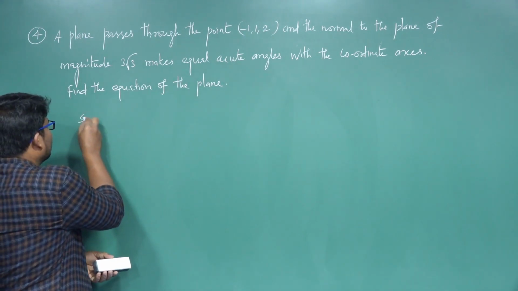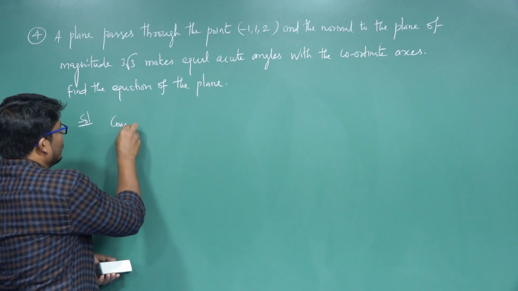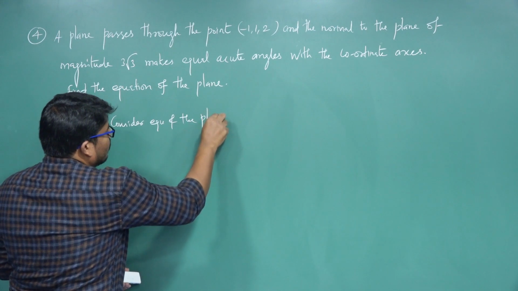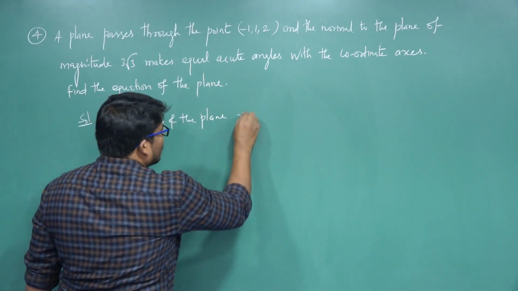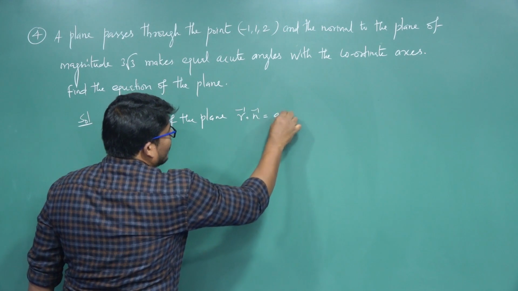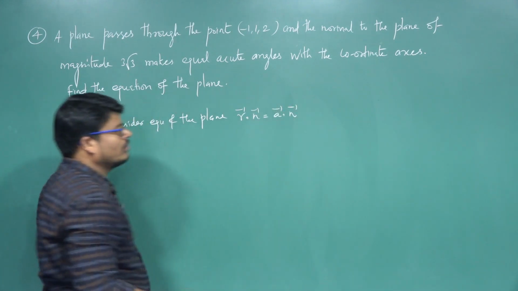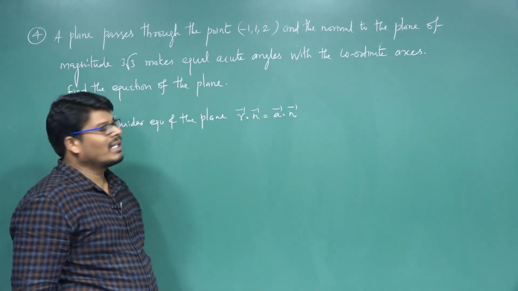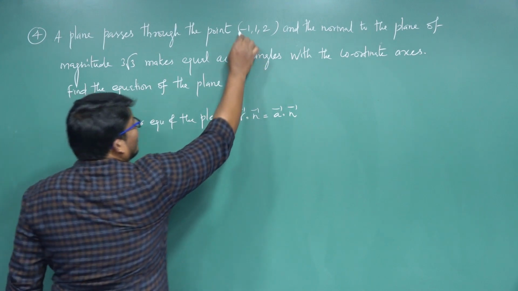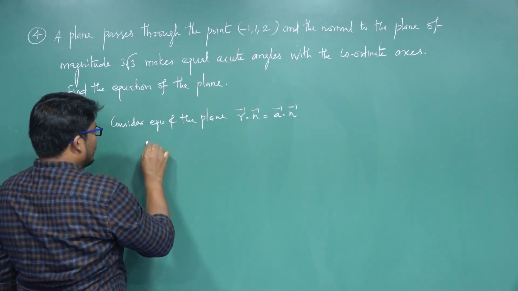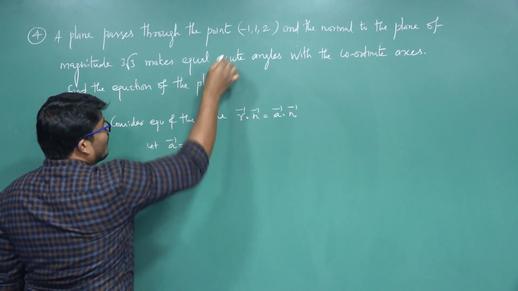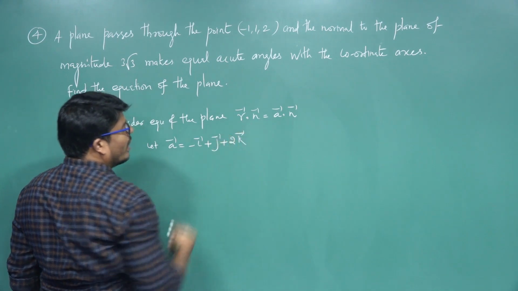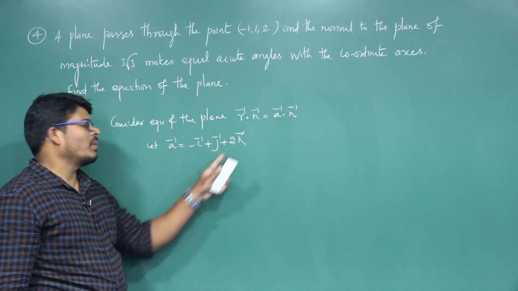The equation of the plane is of the form r vector dot n vector equal to a vector dot n vector, where n vector is the normal vector. Here the point a vector, through which the plane passes, is a vector equal to minus i vector plus j vector plus 2k vector.